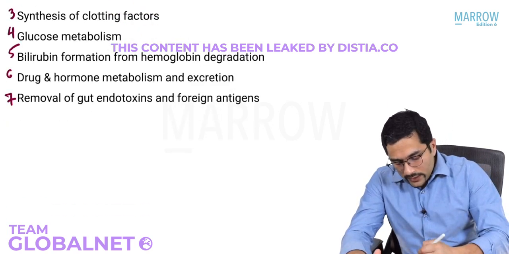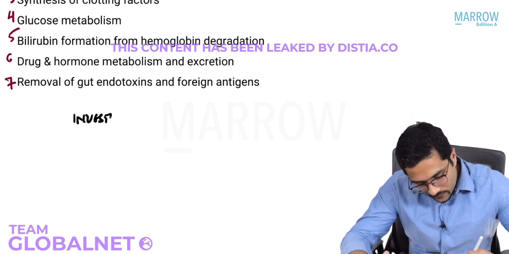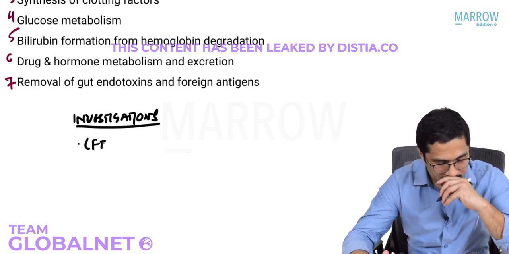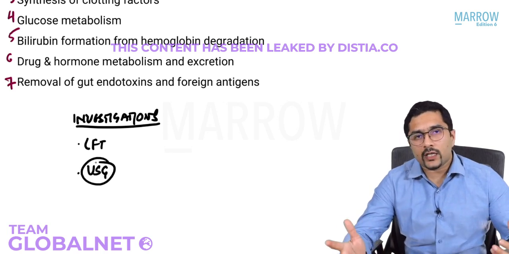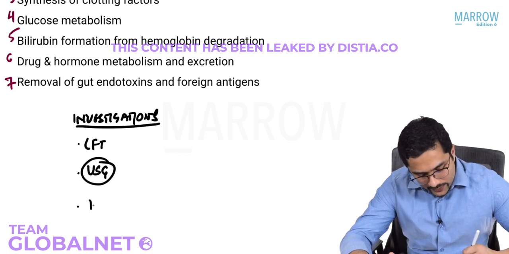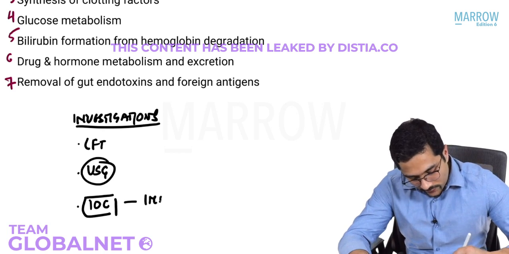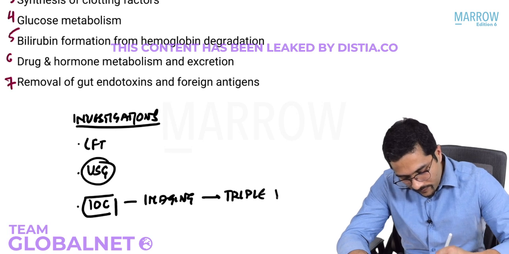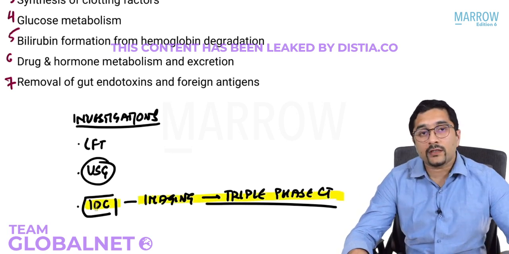Now, talking about the investigations which we need to do in liver. So investigations, you have the liver function tests which are done. Ultrasound is the first imaging investigation which you will carry out, but the imaging investigation of choice for liver disorders is a triple phase CT. And we'll be talking about this triple phase CT in great detail as we talk about the individual conditions later on.